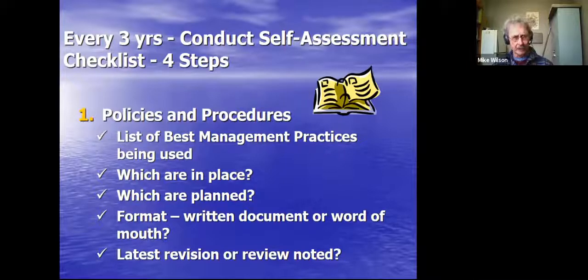Every 3 years, you must conduct a self-assessment checklist with 4 steps. The first step is policies and procedures. List the best management practices that are currently being used, which ones are in place, and which ones are planned. What is the format? Is it a written document, or is it just basically word of mouth? And when was the latest revision or review noted?